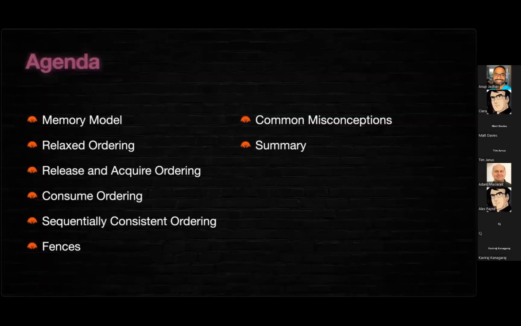So here's the rough agenda. We'll start by looking at the memory model in detail. Then we'll explore the different ordering options like relaxed, release and acquire, consume, and sequentially consistent. We'll also cover atomic fences. Then before wrapping up, we'll look at some common misconceptions around memory ordering and then summarize it all.